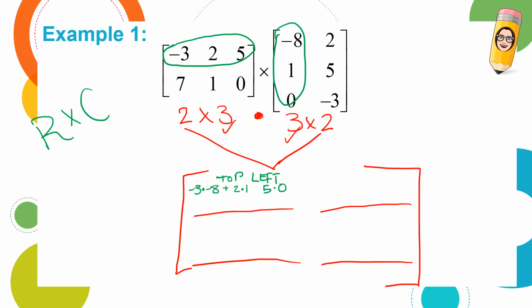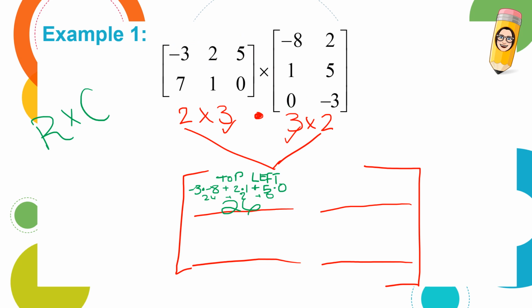Now we need to combine those, right? I need a single number. So to combine, that means adding. So here I'm going to have 24 plus 2 plus 0. So the final number I need is 26. All right, let's try the next one.